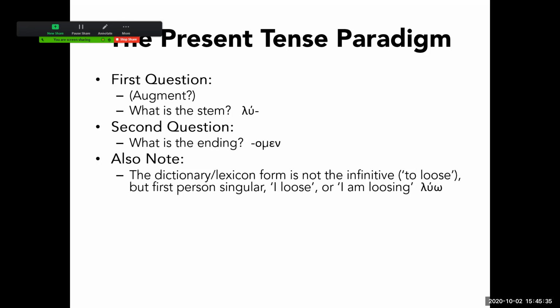But the Greek verb is put in the dictionary, the lexicon, by its first person singular. In English, we think of to loose, or to go, or to stay. We use the infinitive form in the dictionary. We don't use the infinitive form in the Greek dictionary.